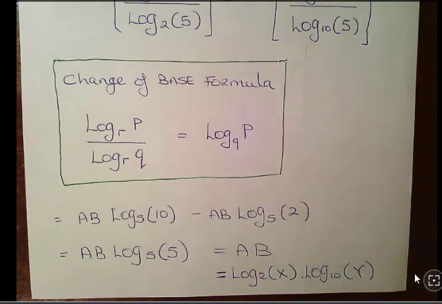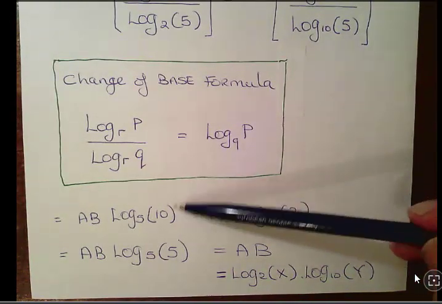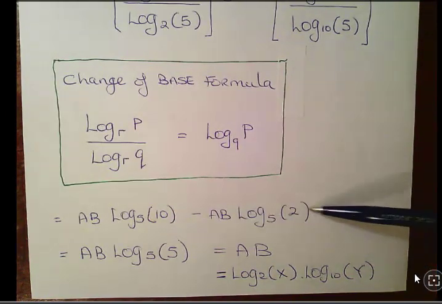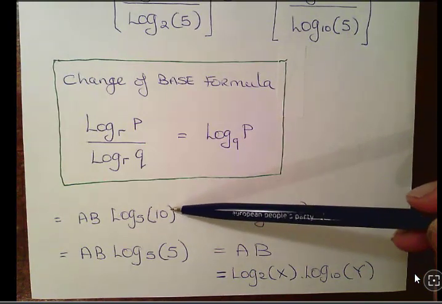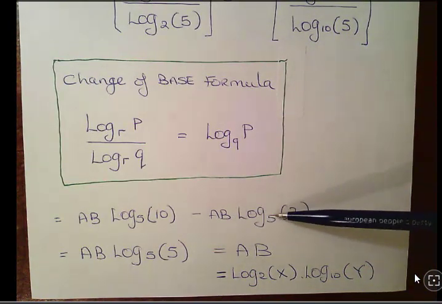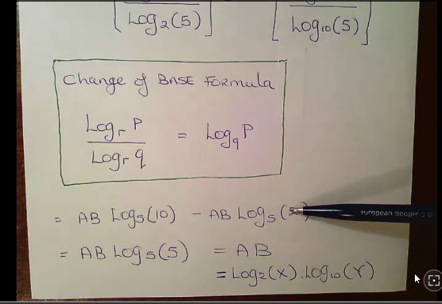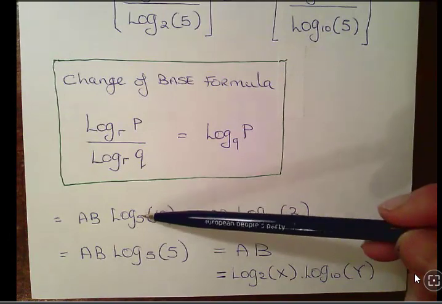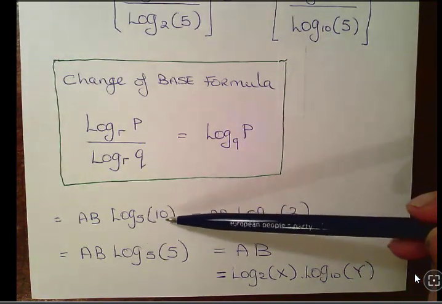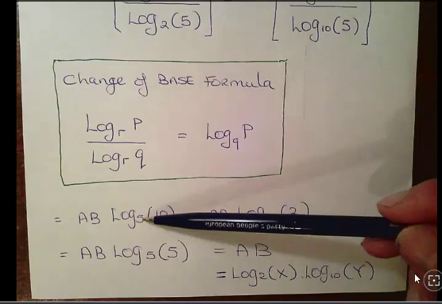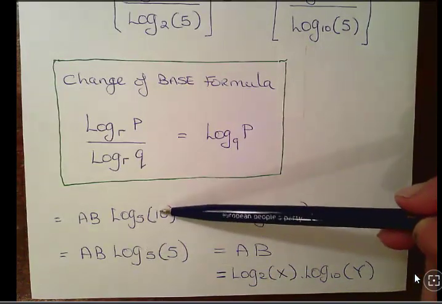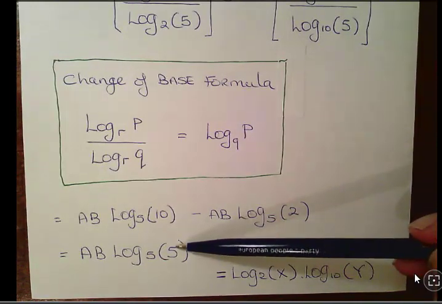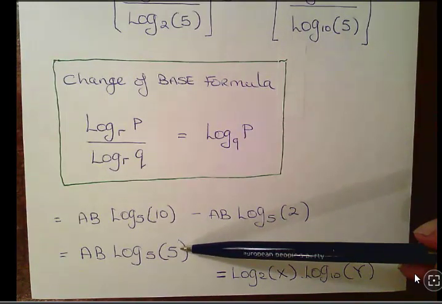Now we've broken the back of it essentially. So we have AB times log of 10 to the base 5 minus AB times log of 2 to the base 5. Essentially, I'm going to take AB out altogether, so I'm just going to factorize it, or simplify it. So log of 10 to the base 5 minus log of 2 to the base 5, that's just using the division rule, the subtraction rule.